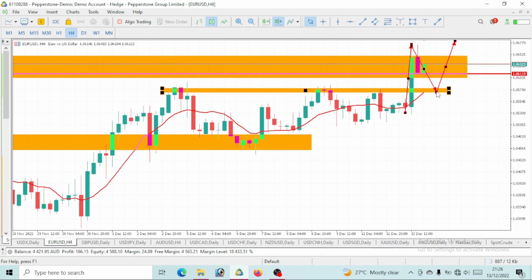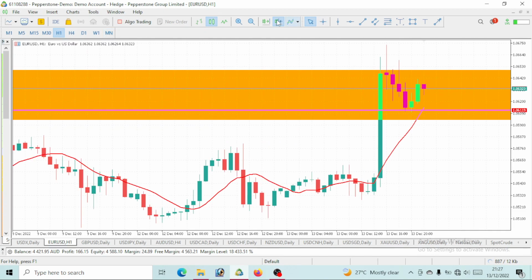By that time we have a pullback to test this resistance level, then we should see the movement tap our 10 period moving average. Then after this, possibly we will have a bounce up on Euro USD. So Euro USD, from the daily time frame down to the 4-hour time frame, we are still expecting a bullish move. So we still expect to go bullish for the next day.